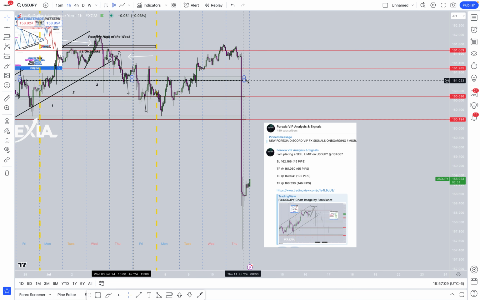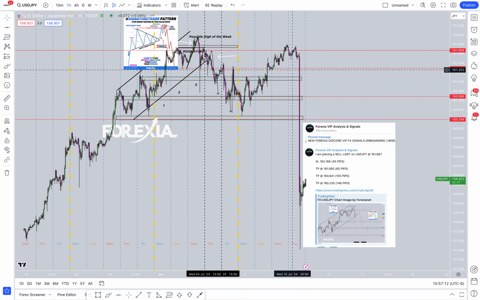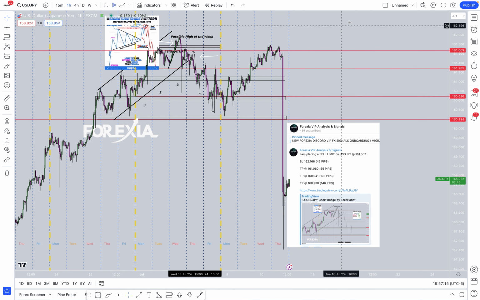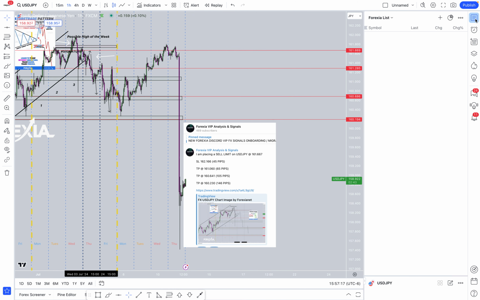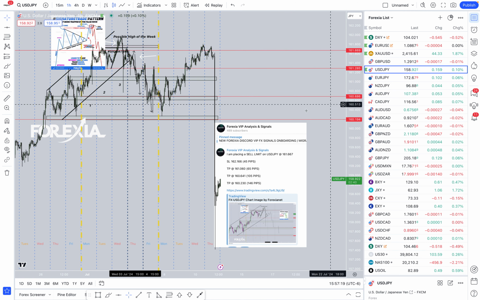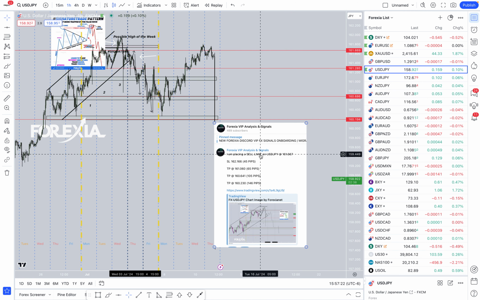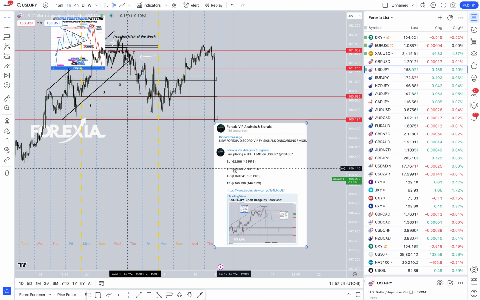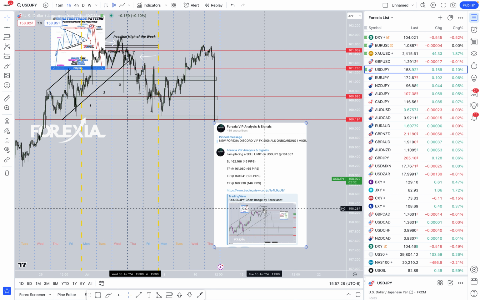Smashed through all our take profit levels. And yeah, let me analyze for you guys exactly why I had the levels where I had them, why I placed the sell limit where I placed it, and why I placed the stop loss and the take profit levels where I placed them.